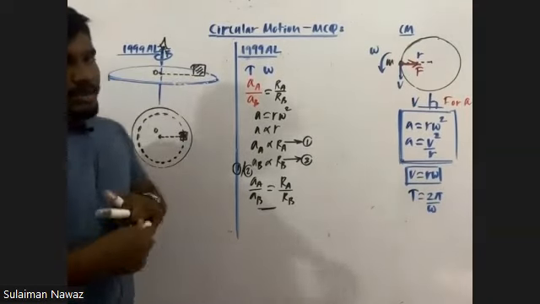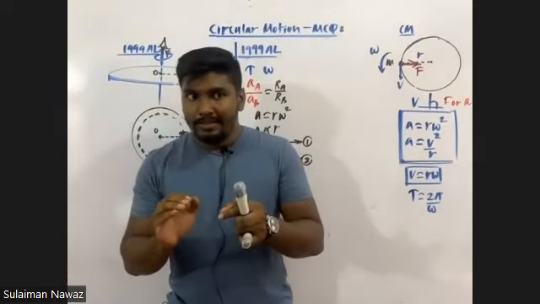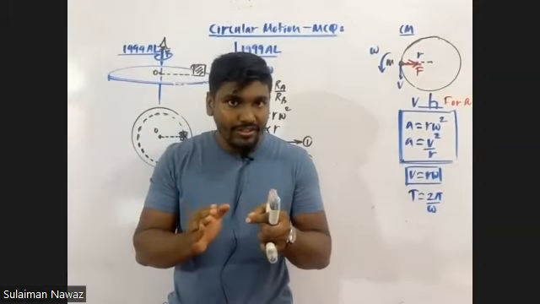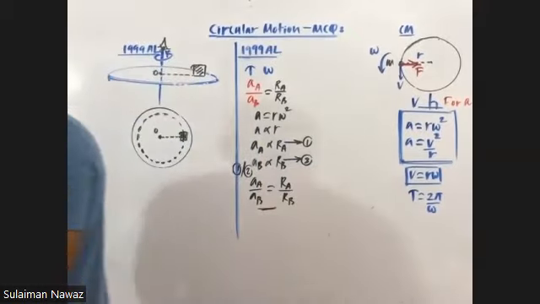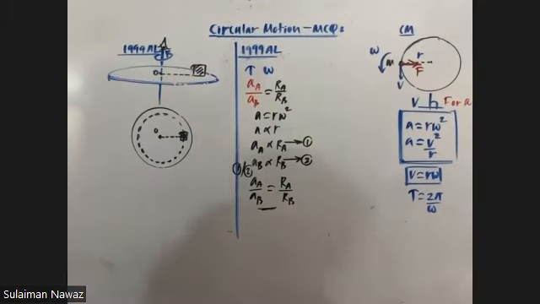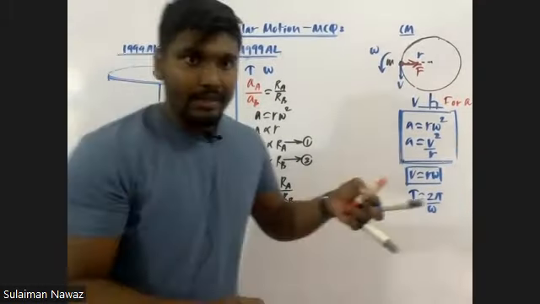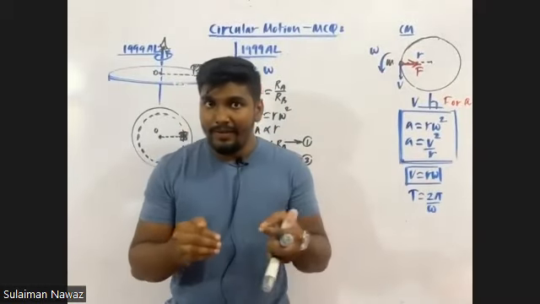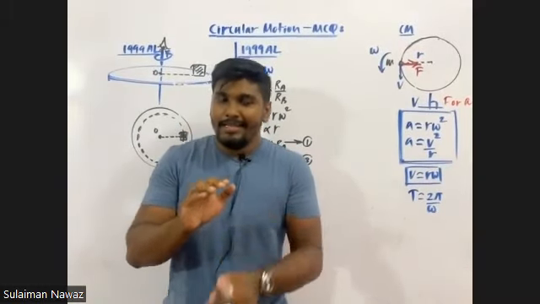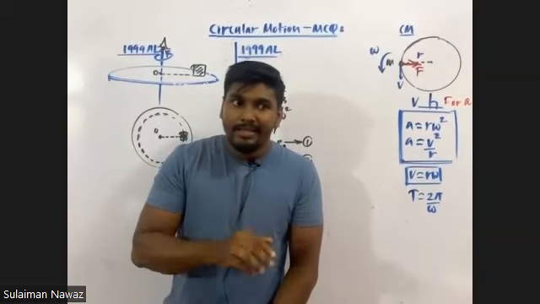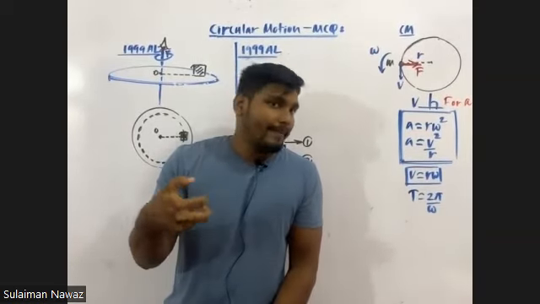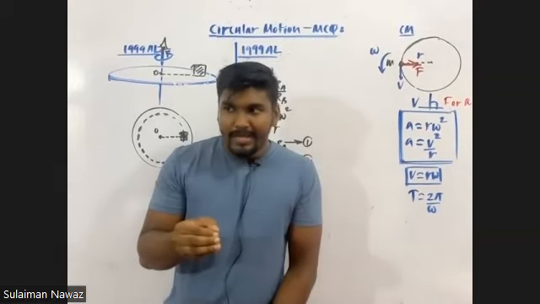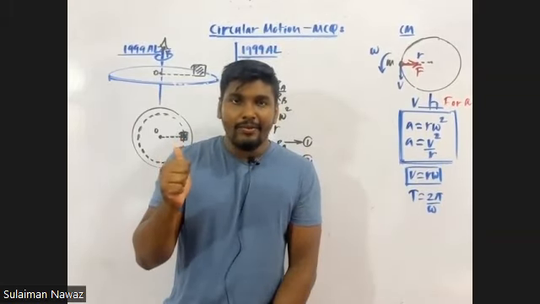Now the main requirement for an object to move in a circular motion is that there must be a centripetal force. I hope you can remember what a centripetal force is. Centripetal force means the resultant force acting toward the center. I explained that centripetal force is provided by different types of forces. Now apply that in this particular scenario.